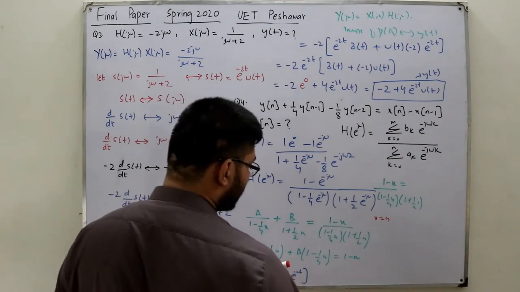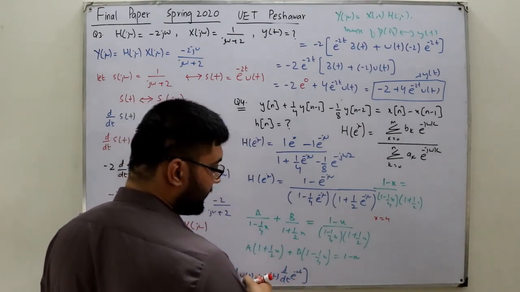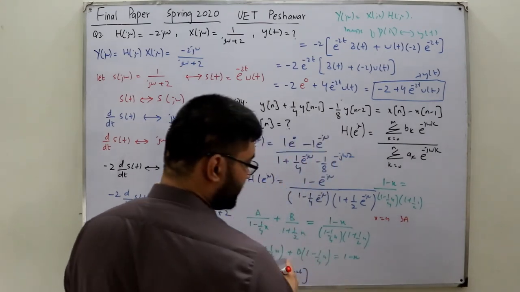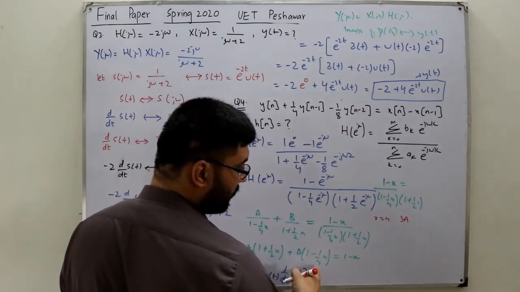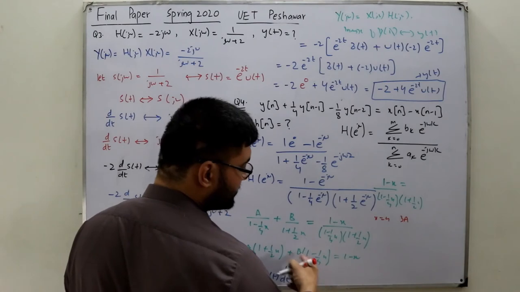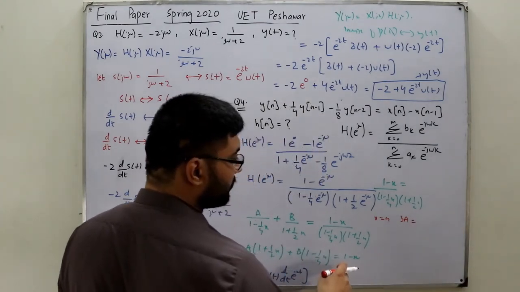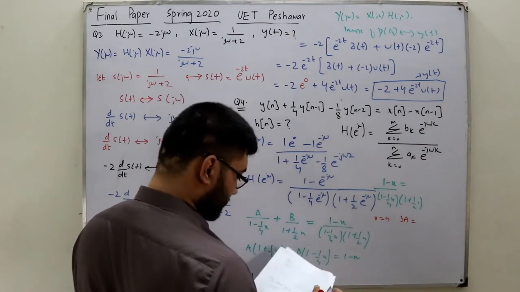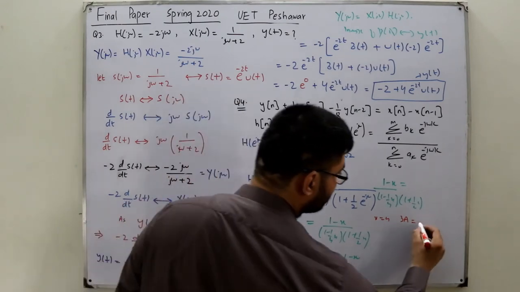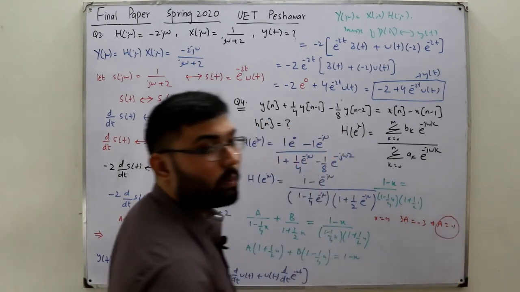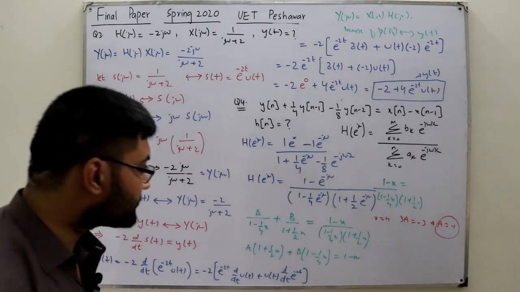So it would be A times 4 by 2 is 2, you have a 3A. Plus B, so 4 by 4 would give you a 1, and then 1 minus 1 would be 0, so B would become 0, and this would be 1 minus x, so 1 minus 4 would give you what? It would give you a negative 3, right? So this would give you a negative 3, which implies that A would be a negative 1. Is that clear? It is.